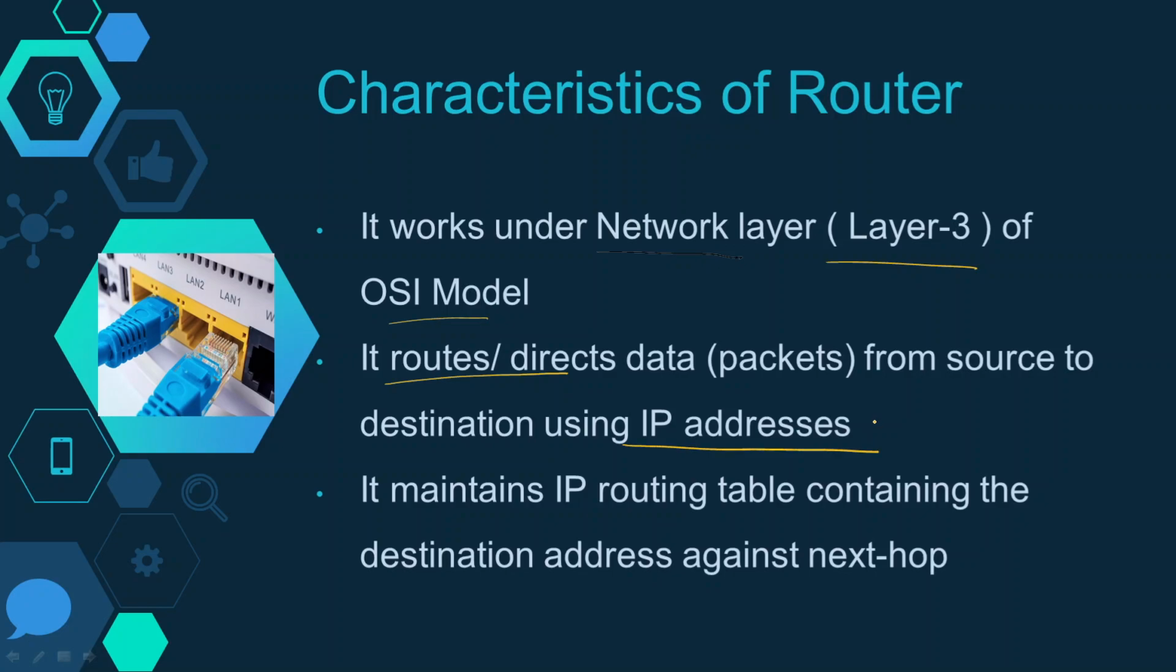Remember, the switch worked on the MAC addresses, and now the router uses the IP addresses in order to communicate between different devices. It maintains the IP routing table containing the destination address against the next hop. So the switch maintains the MAC address table, and the router maintains the IP routing table.